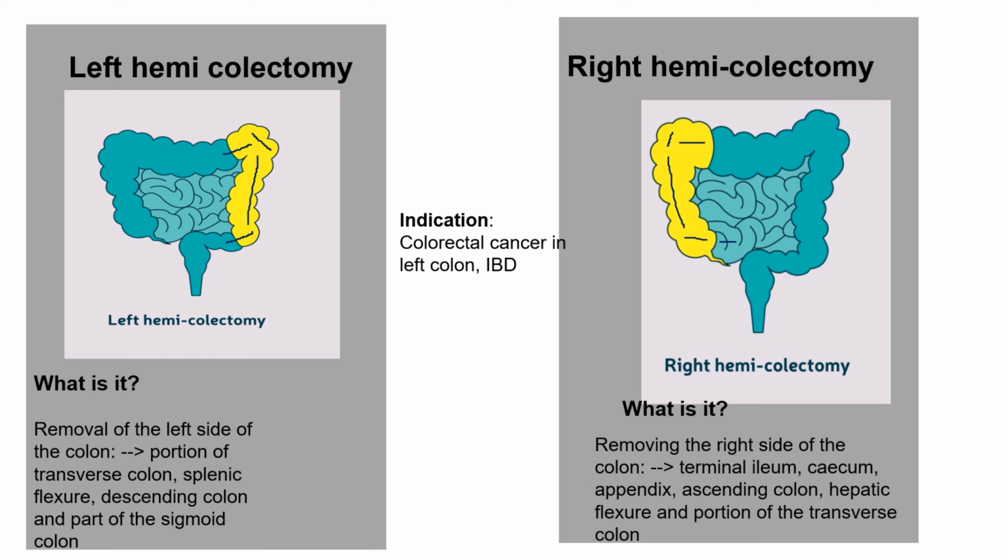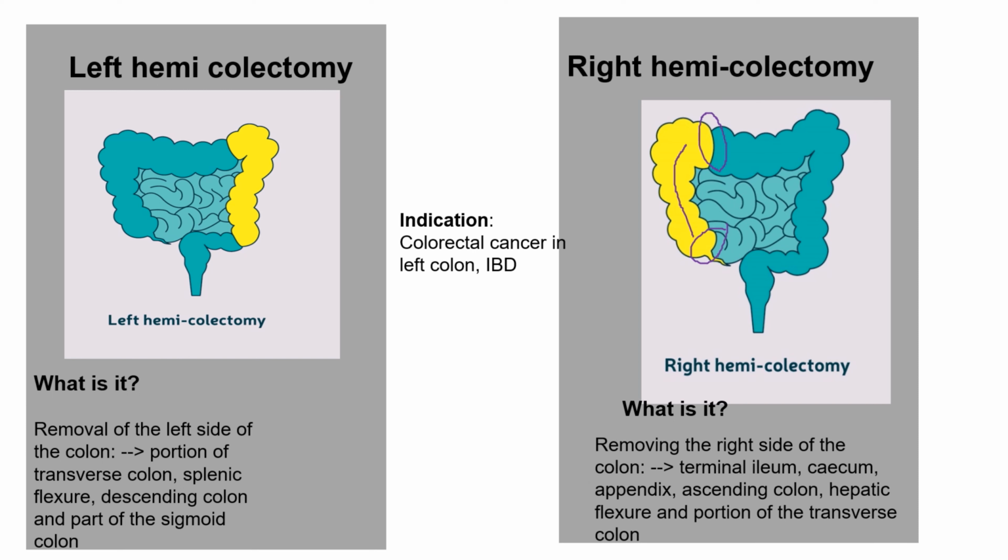So in the diagram, the yellow parts of the diagram represents the portion that's being removed in the surgery. Now, the reasons for conducting a hemicolectomy is often due to colorectal cancers and inflammatory bowel disease. So when the left or right part of the colon gets removed, sometimes the remaining bowel can just get joined together. So let's say we remove this part of the colon. This part and this part will then just be rejoined together.